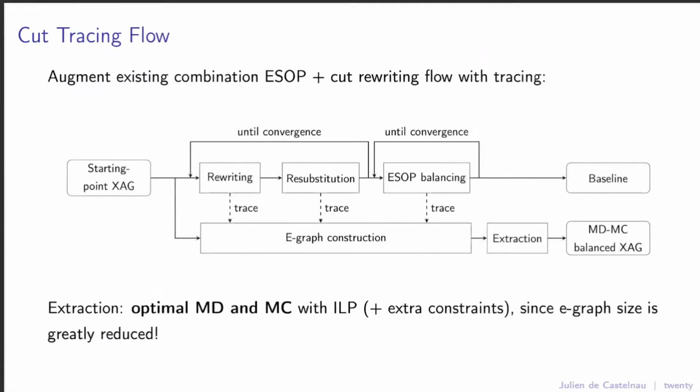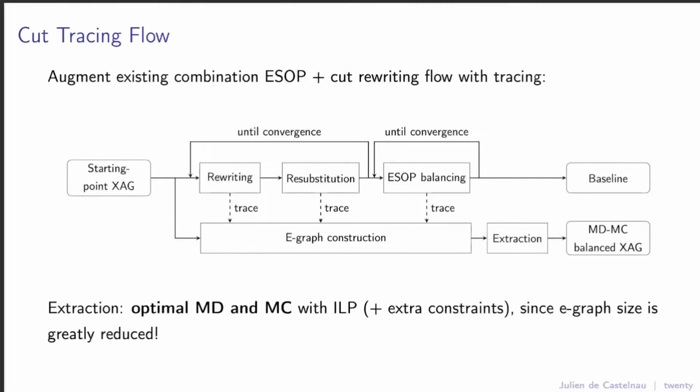To further elucidate how cut tracing is used, we present our flow. We apply the same combination of cut rewriting and ESOP balancing, each until convergence, and this flow produces our baseline. Meanwhile, we modify these algorithms to also record every replacement candidate identified in the EGRAPH. Then at the final step, we extract this candidate using some FHE evaluation-oriented algorithm. In fact, for this, we're able to use ILP again.